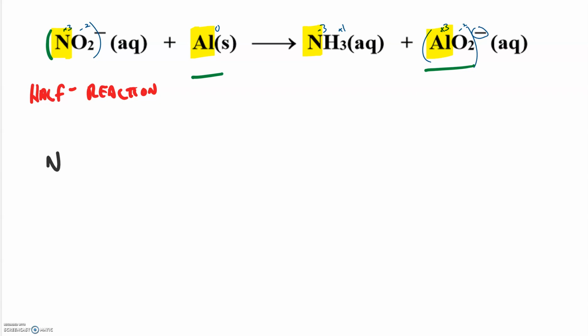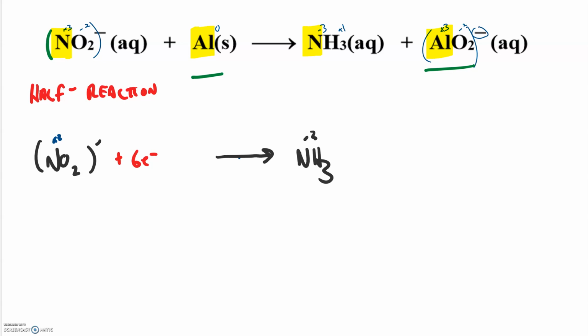And so here is nitrogen NO2 with a charge of -1, and the nitrogen has a charge of +3. On the reactant side, on the product side, we have NH3, and the nitrogen has a charge of -3. So how did it get from +3 to -3? We've added 6 electrons. Okay, that takes care of the charge.